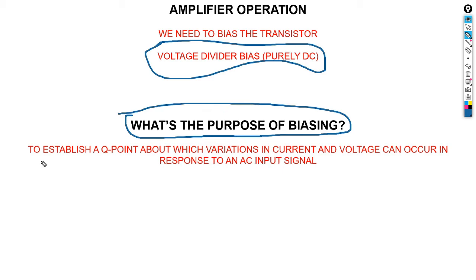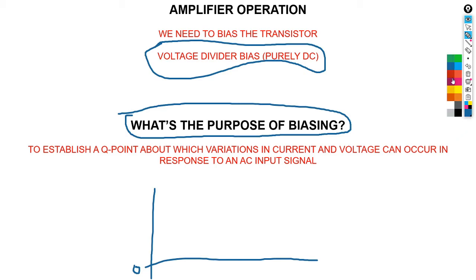The purpose is to establish a Q point about which the current and the voltage can vary. Can you see? For instance, if I draw this curve like this, this is our reference. When I talk about the Q point, as I explained in the previous video, it was all about VCE and your IC. Those two components, if you calculate them, will give you your Q point.